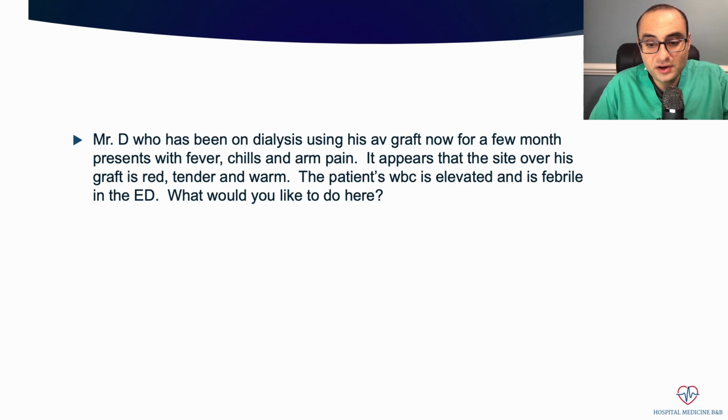So this patient has had a graft for a few months, and presents with fever, chills, and arm pain. It appears that the site over his graft is red, tender, and warm. The patient's white count is elevated and he is febrile in the ED. What would you like to do here?